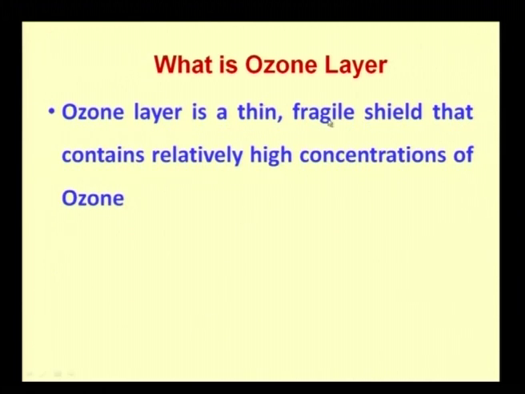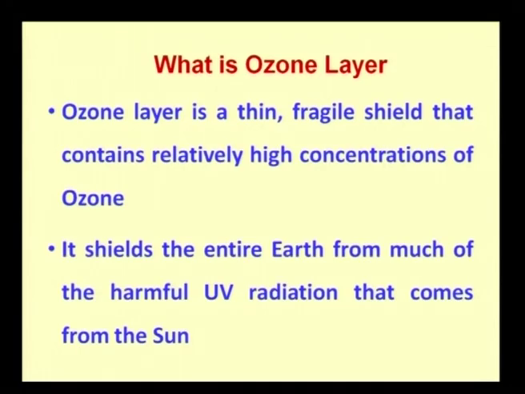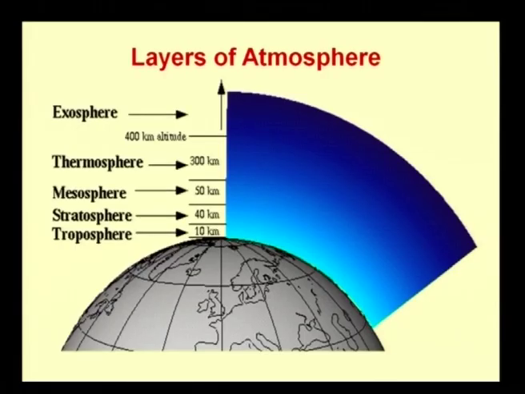See, the ozone layer is a thin, fragile shield that contains relatively high concentration of ozone. Therefore, it is a very thin layer with very high concentration of ozone, and it is shielding the earth from much of the harmful ultraviolet radiation that comes from the sun. In case the ozone layer is not there, definitely we will be in high trouble, because the ultraviolet radiation is very high energy, and therefore its impact on human beings and the earth is much more devastating. See the diagram: what are the layers of the atmosphere?